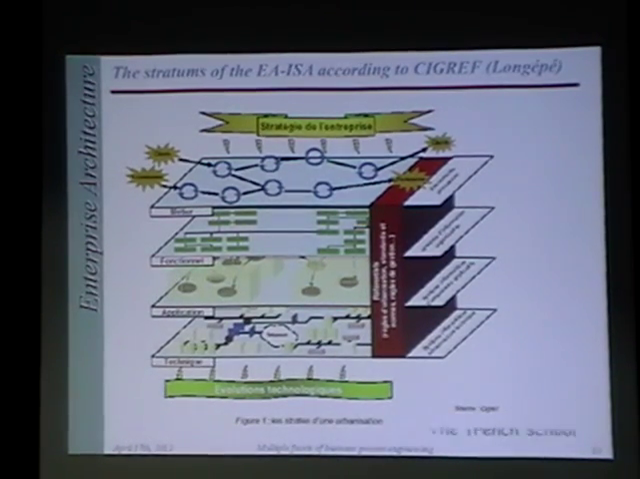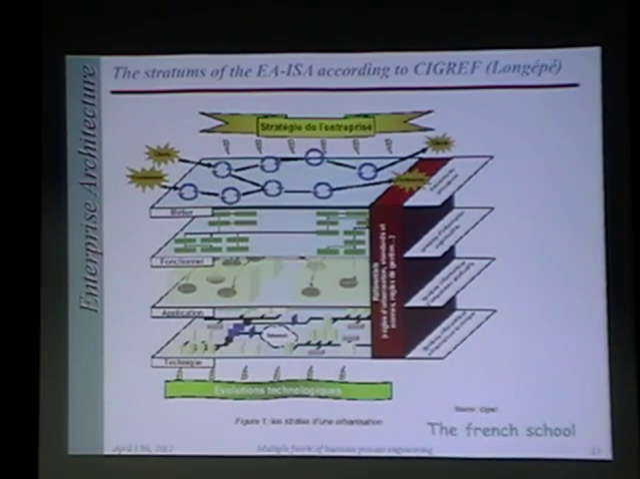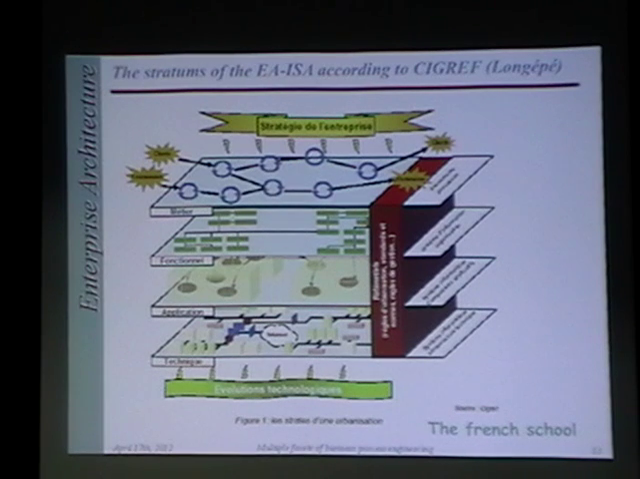This one is from the French school. So the first level is about business processes. The second level is about information system functionalities and services. The third level is about application infrastructure. And the fourth level is about technical infrastructure. So we find again here the business process level.